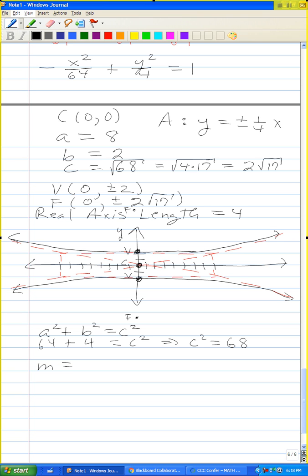equation for the asymptotes? Well, it's just rise over run. And well, if I look at this point here, the rise is 2. And the run, how far you've gone, is 8. So that's 1 over 4. And the other way, it's going to be negative 2 over 8. And so you get a negative 1/4. And of course you go through the origin. So that's why you get the equation of asymptotes as y equals plus or minus 1/4 x.